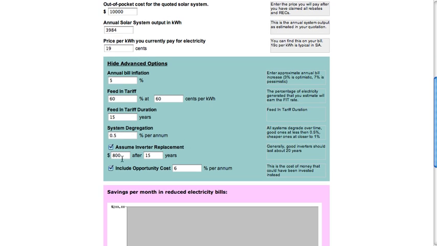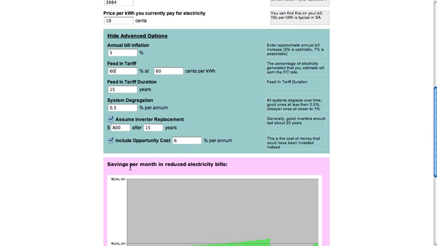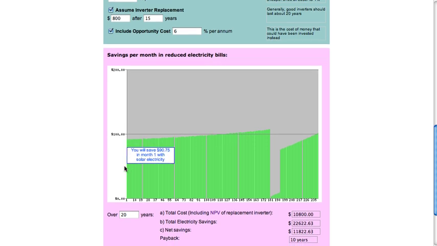We're taking into account inverter replacement and opportunity cost, and you'll see we're actually getting a quite nice positive cash flow from day one. So we're starting off from the moment we switch on the solar system. We're in the green by $90 a month, and that's compared to leaving the 10 grand in the bank and collecting the interest and using the interest to pay the electricity bill. So that's what it's showing us.